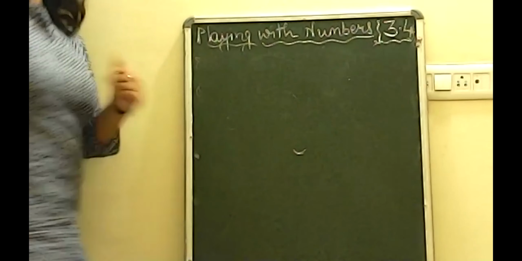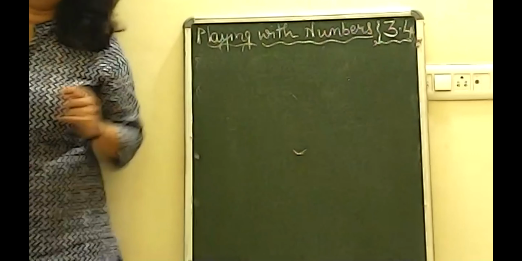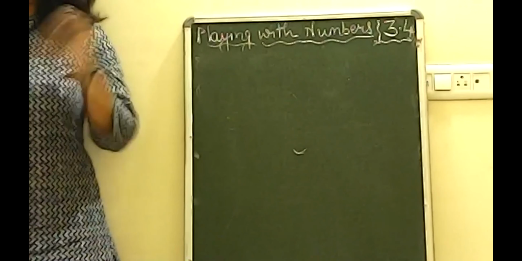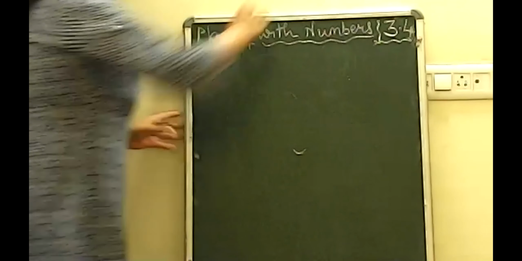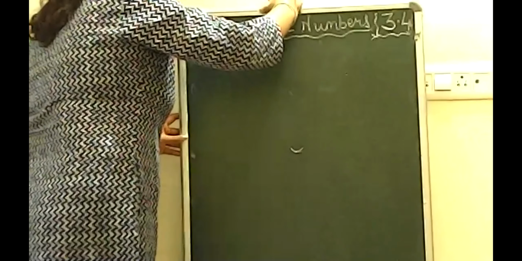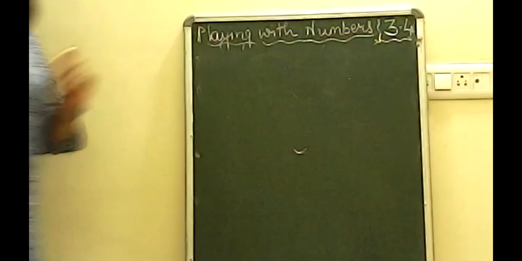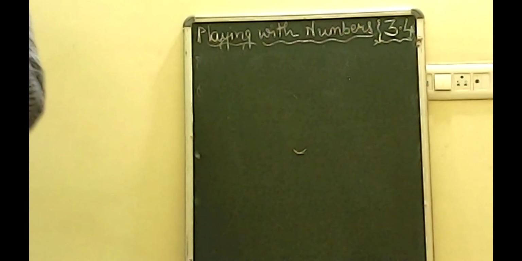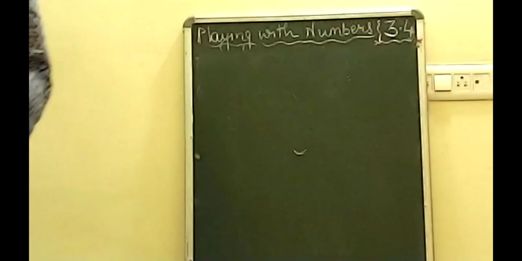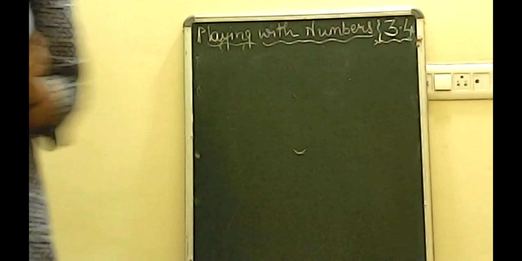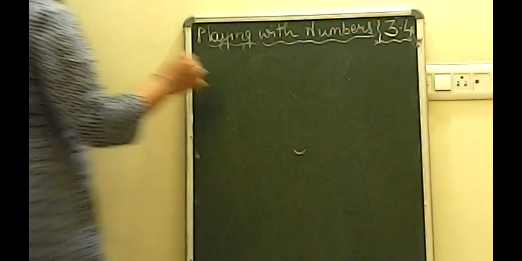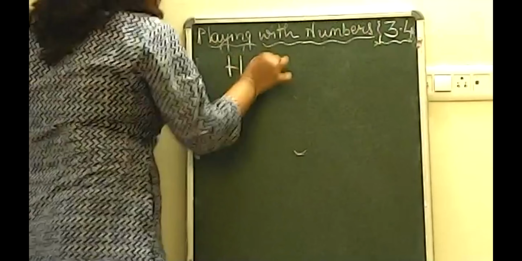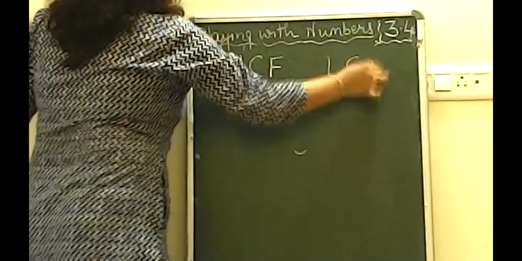So dear students, till exercise 3.3 we have already done. Today we are doing exercise 3.4, and as you must be knowing, in 3.4 the concept of HCF and LCM is given. Okay? That is, common multiple and common factor. So let us understand what is common multiple and what is common factor actually.